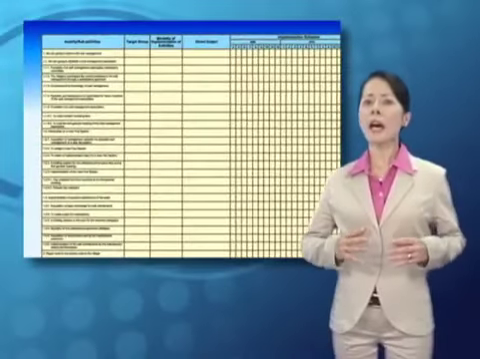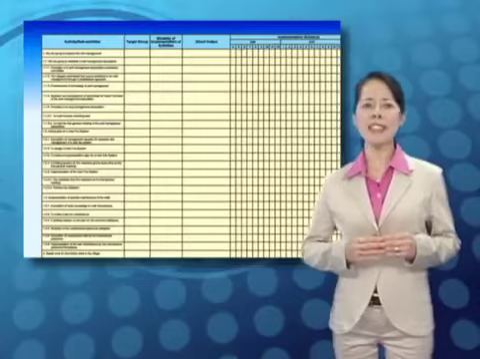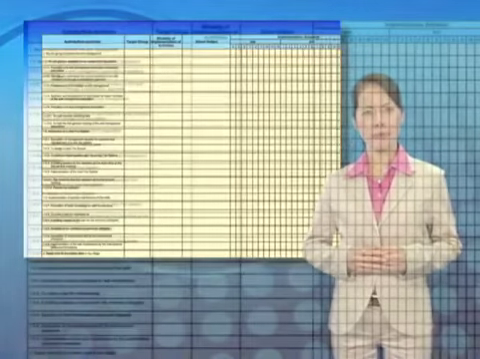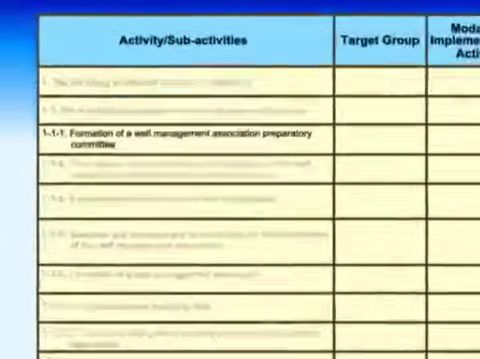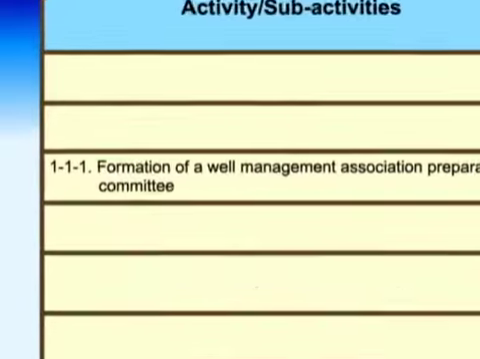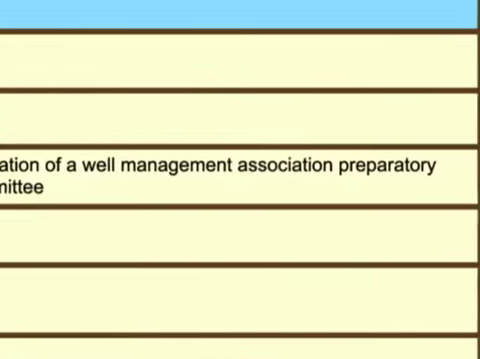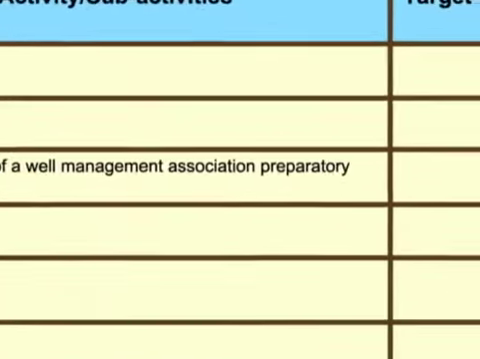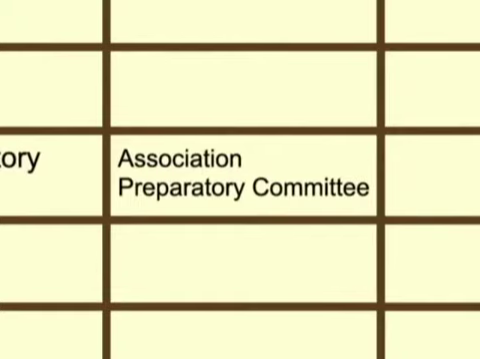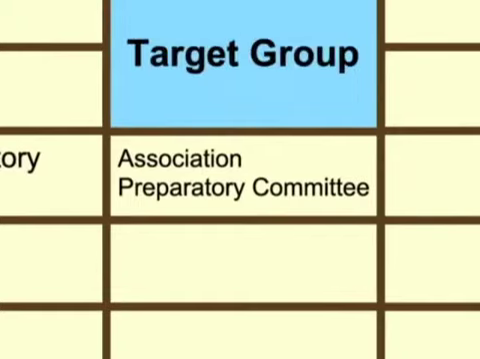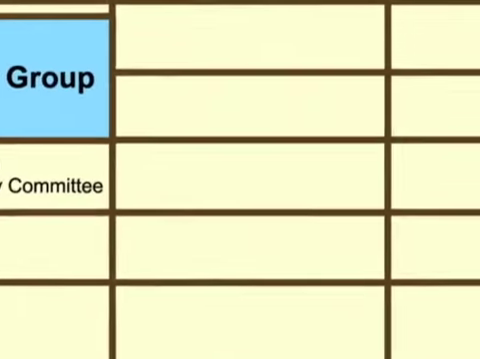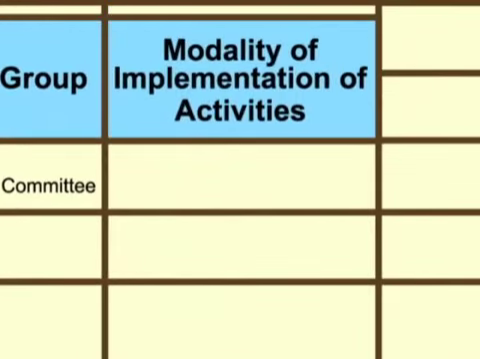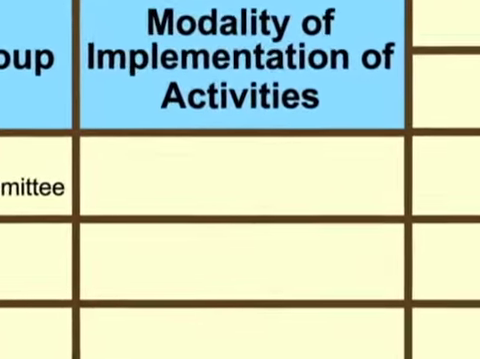Next, the 8 items should be described for each sub-activity. Let us take up 1-1-1, formation of a well management association preparatory committee, as an example. First, how about having the association preparatory committee as a target group? And for modality of implementation of activities, the proper form to conduct the activity should be described. So, how about meetings?